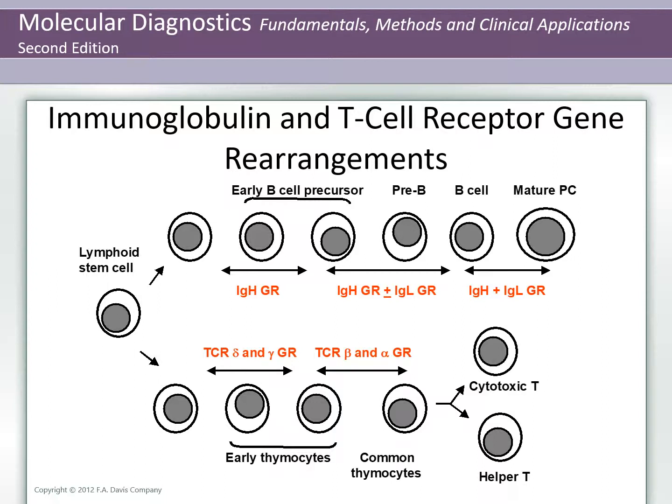As mentioned earlier, gene rearrangements are normal processes that occur in B and T lymphocytes as they mature from lymphoid stem cells. The genes coding for immunoglobulin heavy and light chains begin with the rearrangement process in early B cells and in pre-B cells. The T-cell receptor genes rearrange in the order of gamma, beta, and alpha chains, and then differentiate into the cytotoxic T and the helper T cells.